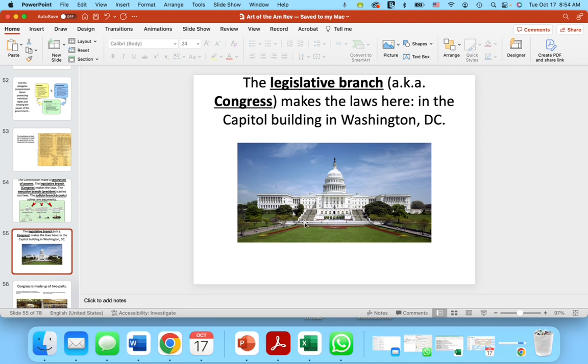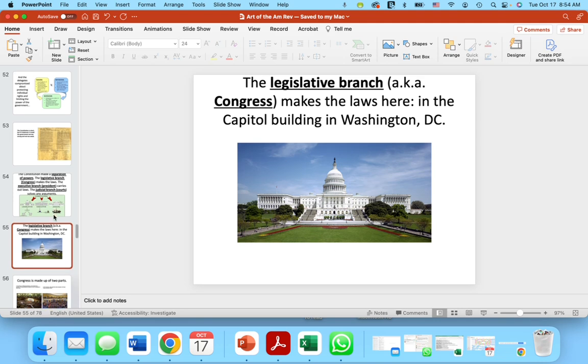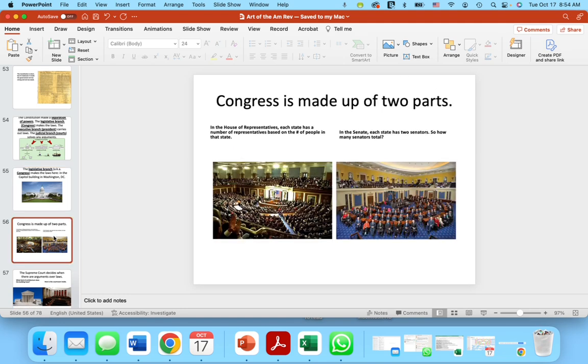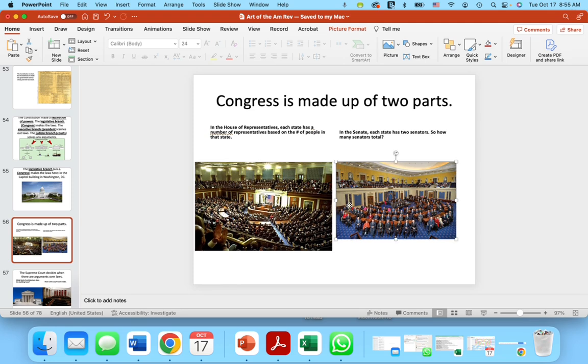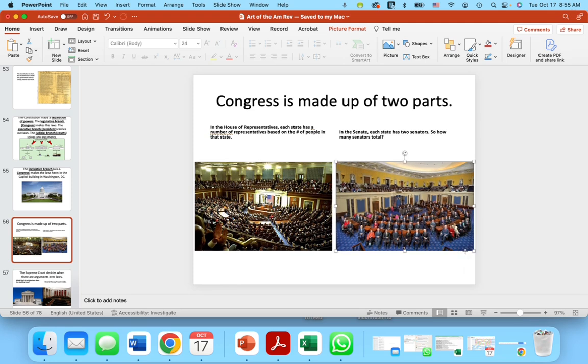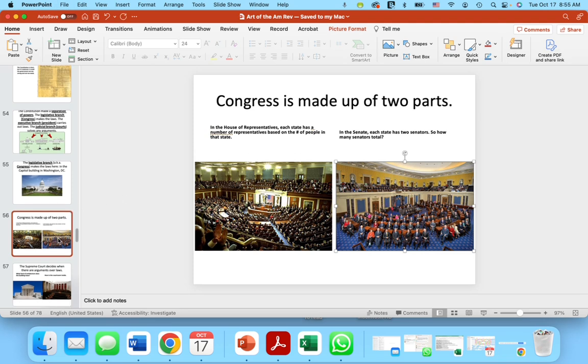Here's the legislative branch. This is the Congress in the Capitol building in Washington, D.C. Congress is made up of two parts. This is the House of Representatives, where your representation depends on the number of people in each state. That's like the Virginia plan favoring the big states. And then you also have the Senate, which favors the small states. Everybody's got two senators, just like the New Jersey plan.